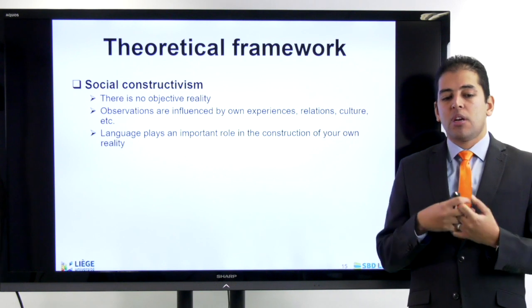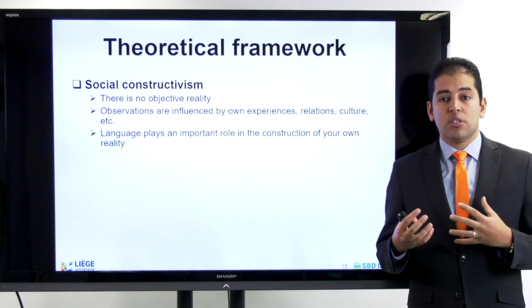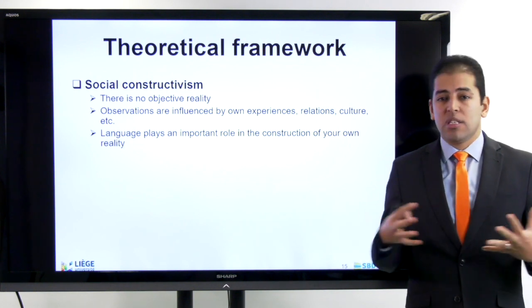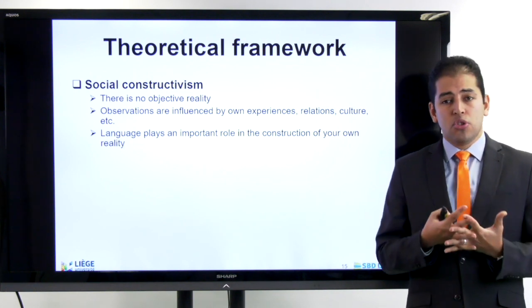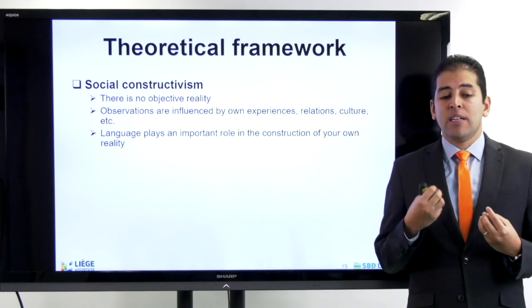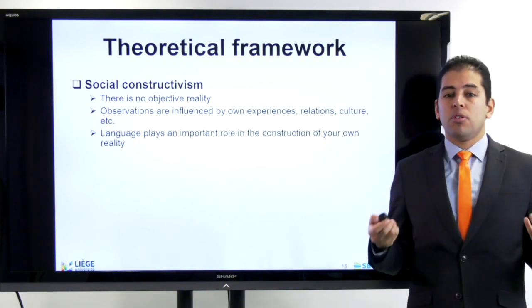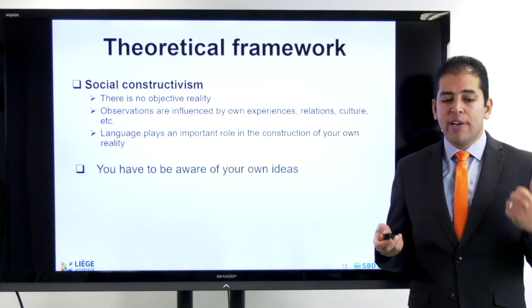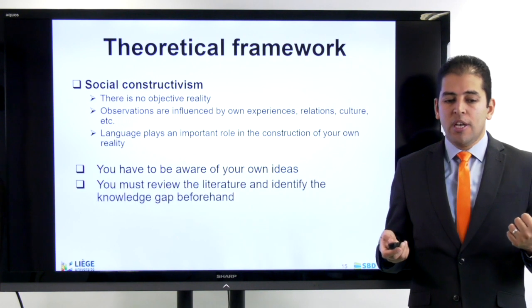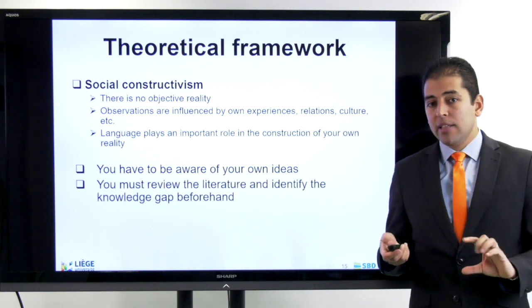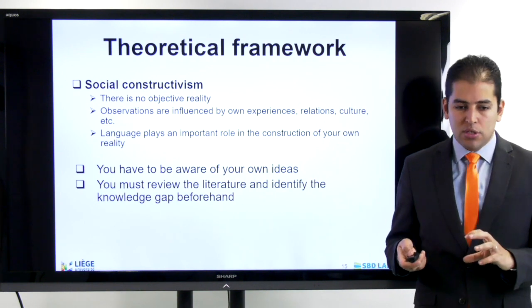Also, the observations are influenced by one's own experiences, relations and culture, which makes focus group discussion by excellence a subjective research approach, and the outcomes are subjective. Language plays an important role in the construction of your own reality, and it's very important to take all that into account. You have to be aware of your own ideas. You must review the literature and identify the knowledge gap beforehand in order to come up with your research questions.